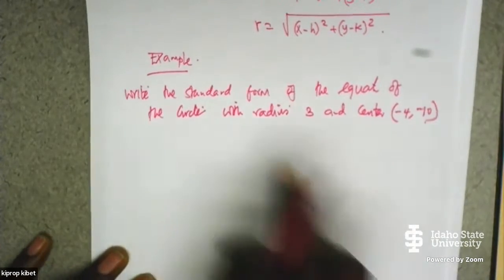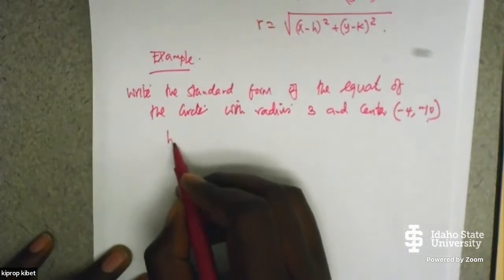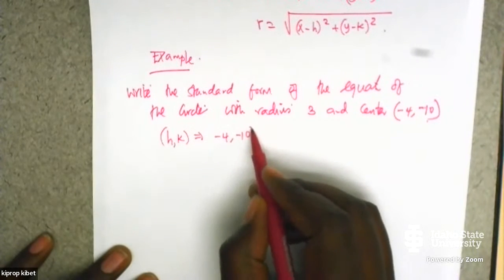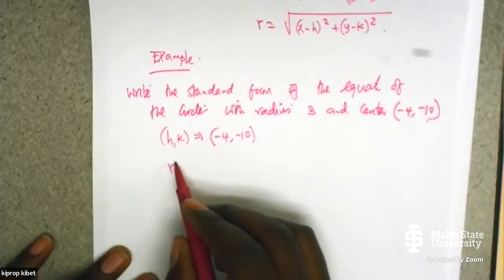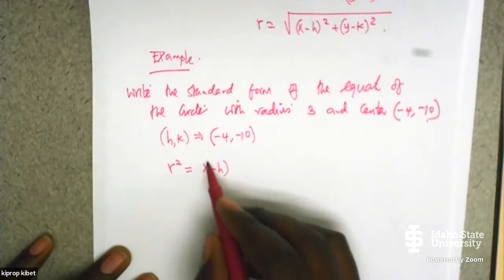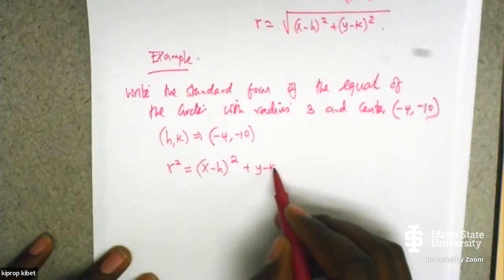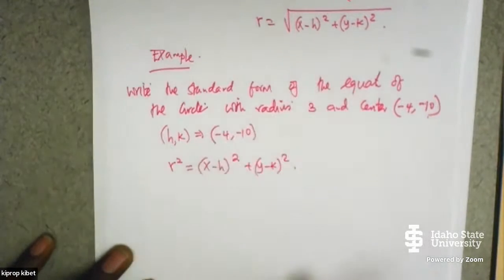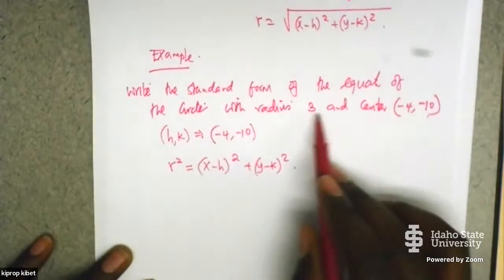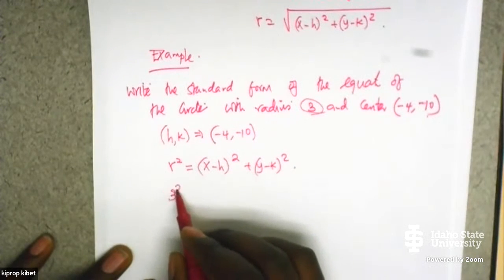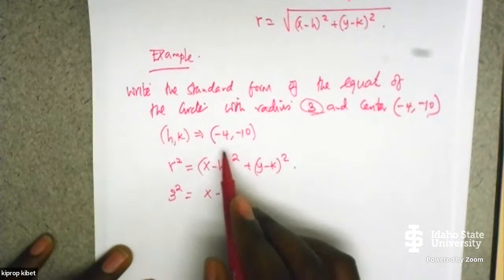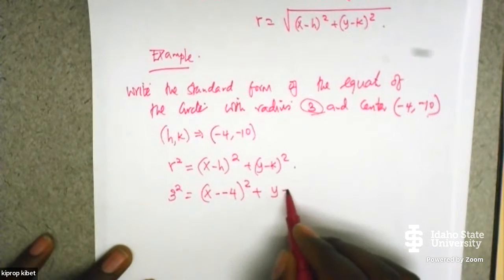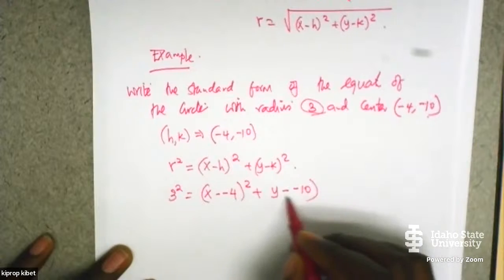So let's write this in that. We know that our H K is the center of the circle, which is -4 and -10. And the equation of the circle, R square equals x minus h square plus y minus k square. So therefore, we do the substitution here. We know our R is 3. So 3 square equals x minus, our h is -4, then square, plus y minus, our k is -10, then we square.